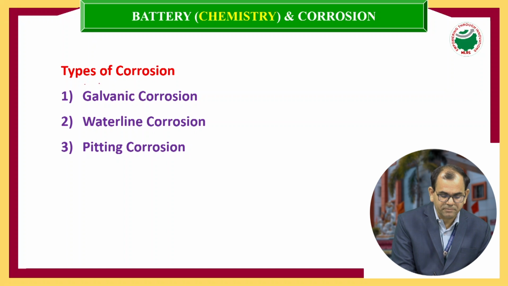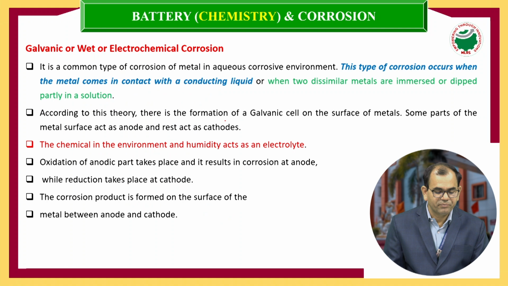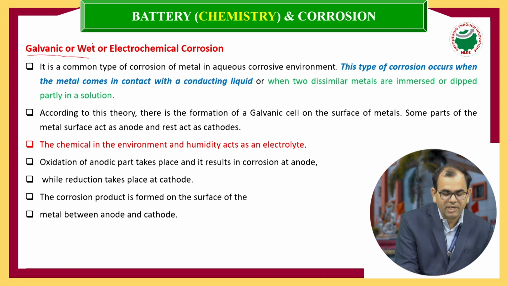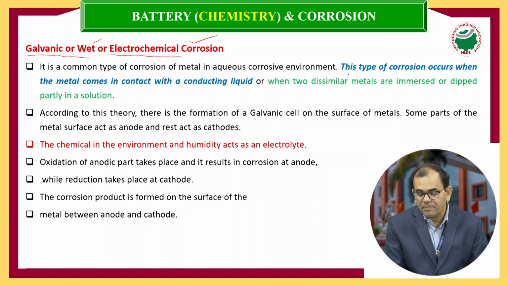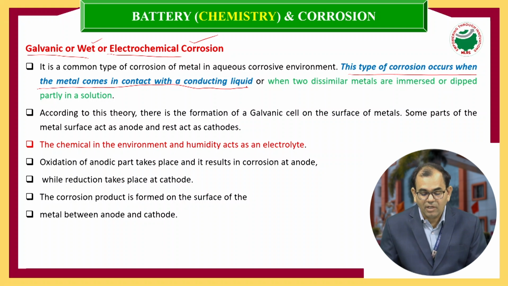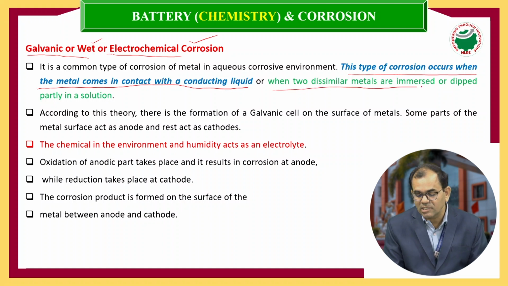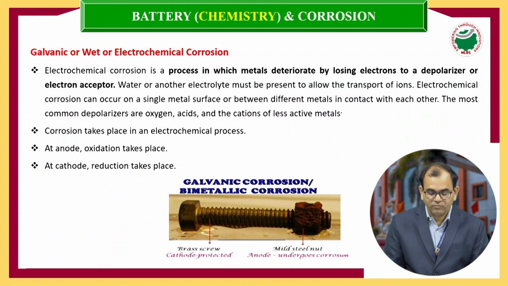Now, types of corrosion: galvanic corrosion, waterline corrosion, pitting corrosion. Now let us see. Galvanic corrosion is nothing but wet corrosion. Wet corrosion is nothing but electrochemical corrosion. This type of corrosion occurs when the metal comes in contact with a conducting liquid, or when two dissimilar metals are immersed or dipped partly in a solution. Now let us see here. There is a brass bolt, and there is a steel. Steel is nothing but iron and carbon.